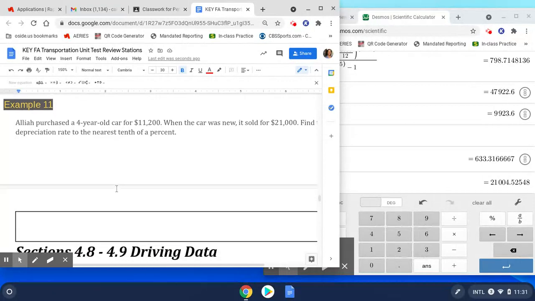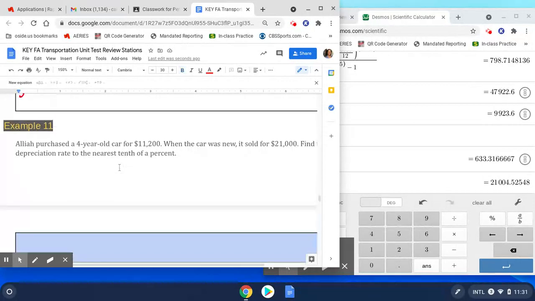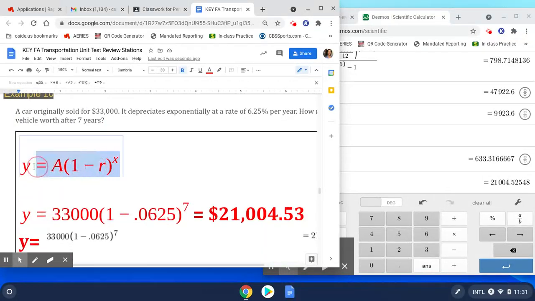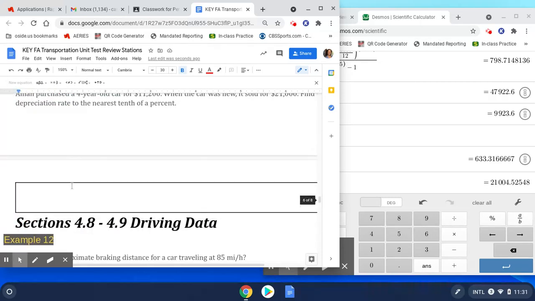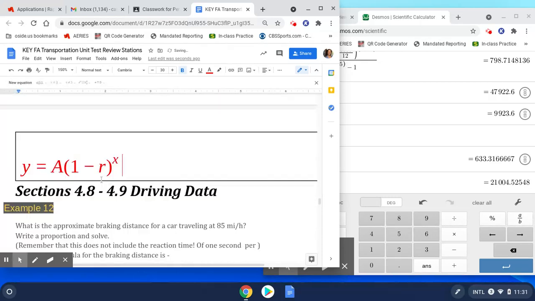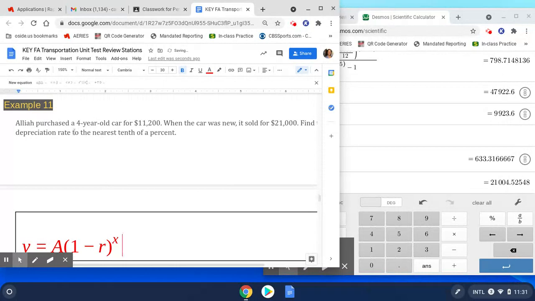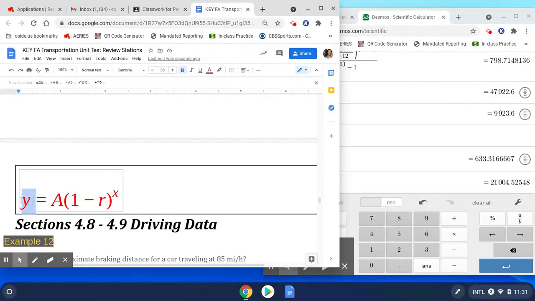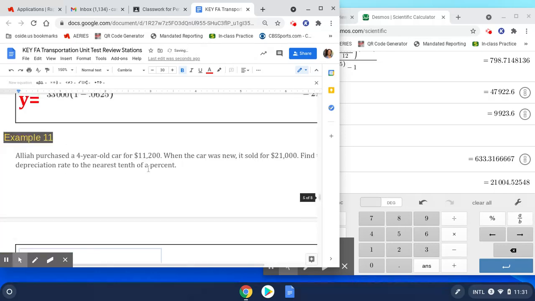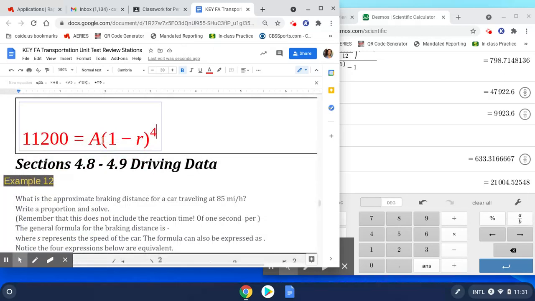Now, what if we wanted to solve for a different variable in that same equation? I'm going to go up and copy it, save me typing time, and paste it. And this time, let's see what they gave us. They said a 4-year-old car was purchased for $11,200. So this time they are giving us an output. And they told us that it's the power of 4 years. But it says that when the car was new, it sold for 21, what's the rate of depreciation?